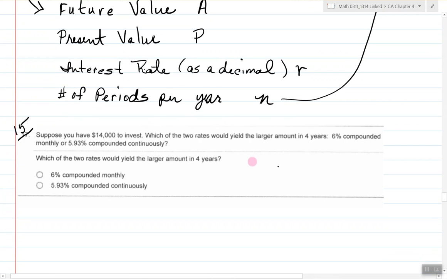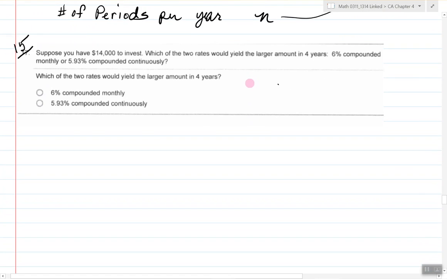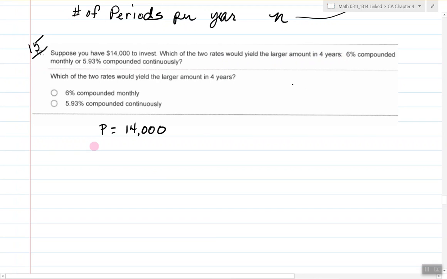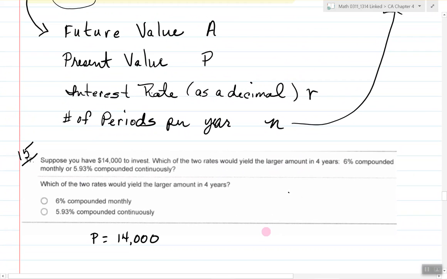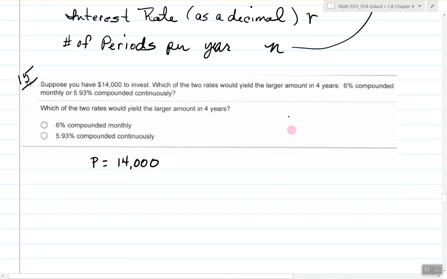So let's take a look at number 15. Suppose you have $14,000. Well, that's the present value. That's P, 14,000. Which of the two rates would yield a larger amount in 4 years? And I'm so sorry, I left that out. Going back up here, the time is T, and it has to be in years. I completely left out the time. So time is 4 years, and they give us two choices.